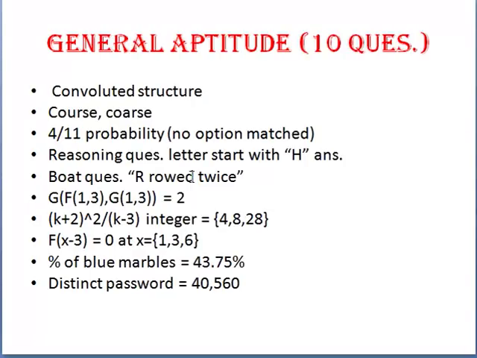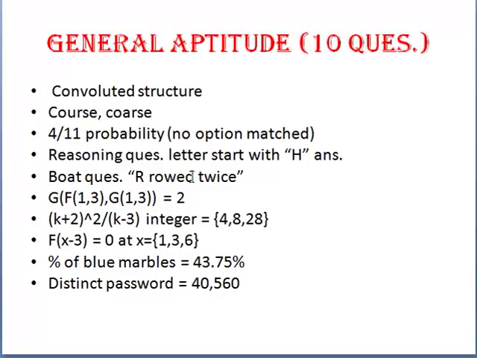And there was a particular function given in this form, and the answer is 2. There was one function given, (k plus 2) whole square divided by k minus 3, and it becomes an integer when the k values are 4, 8 and 28. Similarly, there was another question, f of x minus 3 equal to 0, where the answer is x equal to 1, 3, 6. And there was a question in which they asked the percentage of blue marbles. The answer to that question is 43.75%.